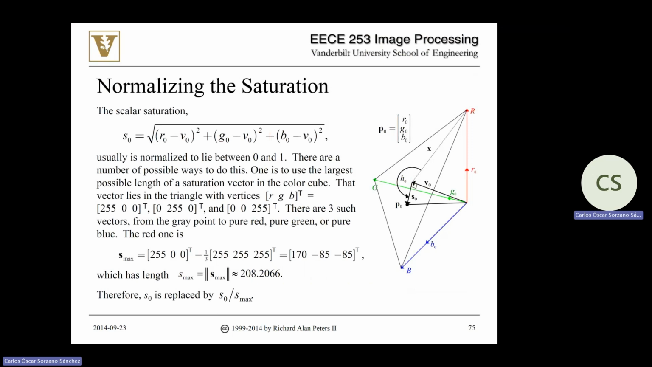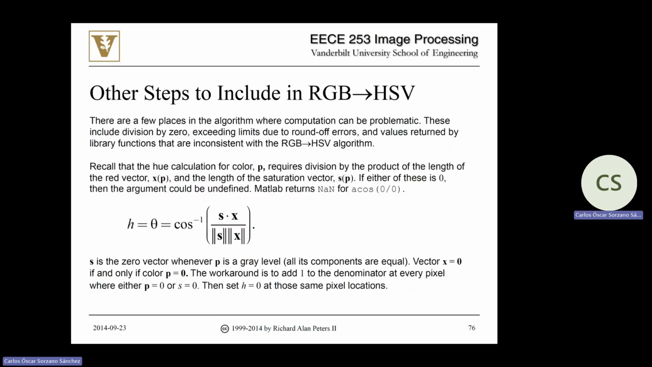This is too technical, we'll skip it. It is customary, instead of reporting S, the saturation, to compute the maximum saturation I can ever find, and this is the maximum saturation. Then instead of reporting S0, you report S0 divided by S max, so it is normalized between 0 and 1. But this is too detailed. And then there are some other special considerations, such as what happens if this is 0 divided by 0. Those are too detailed.